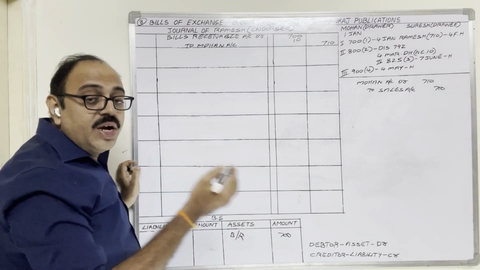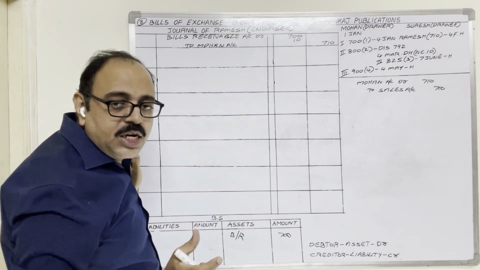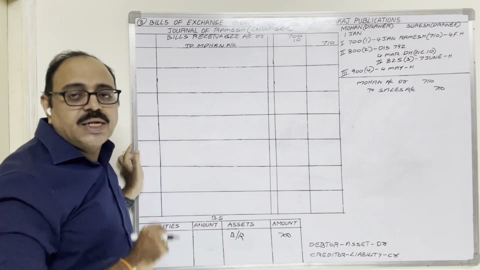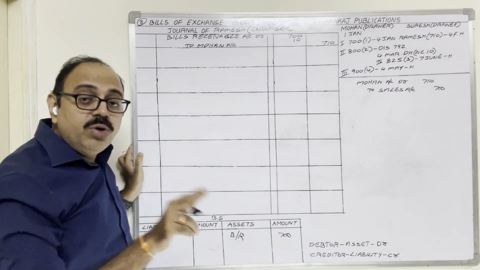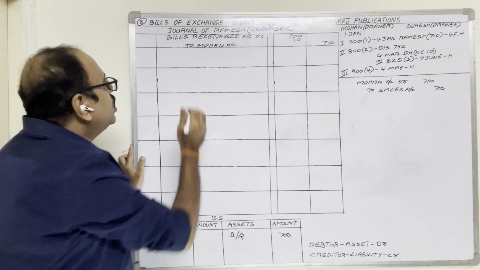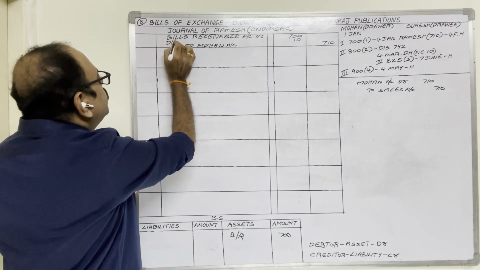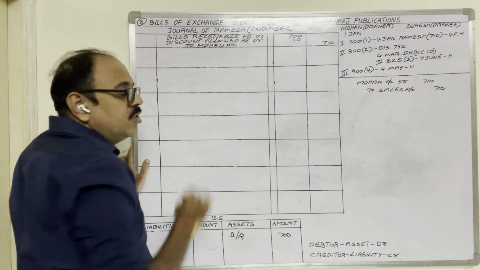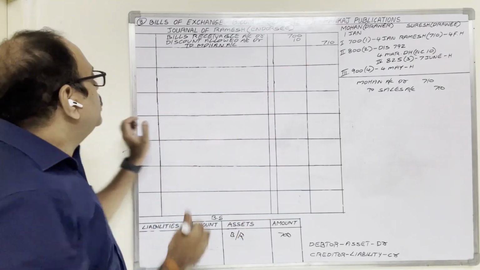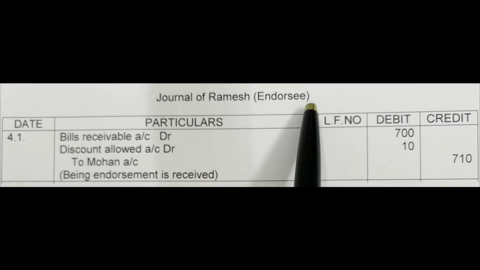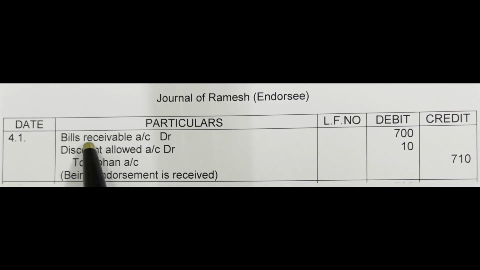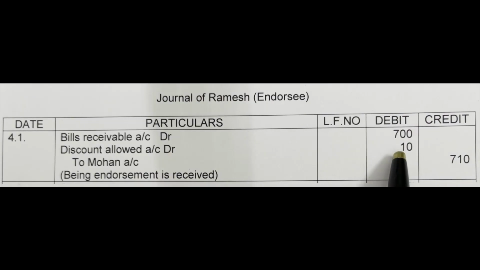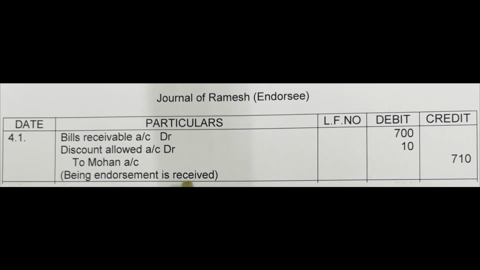We have to receive 710 rupees from Mohan. As a final settlement, 700 worth bill we are accepting, means 10 rupees discount allowed by us to Mohan. So discount allowed, we have to debit as per nominal account rule. Discount allowed account debtor, that is 10 rupees. And date is 4th January. Journal of Ramesh, NRC. 4th January, bills receivable account debtor 700 rupees, discount allowed account debtor 10 rupees, to Mohan account 710 rupees. Narration, being endorsement is received.